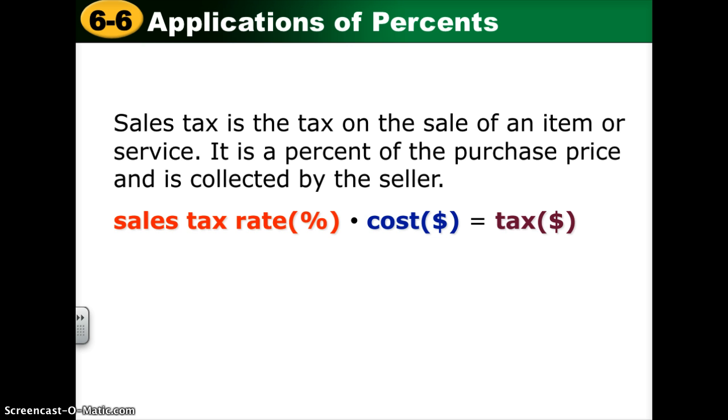Sales tax works the same way. Sales tax is the tax on the sale of an item or service. It is a percent of the purchase price and is collected by the seller. So the higher the cost of the item, the more you're going to pay in tax because it's a percentage of that price. The only thing that changed about this from the commission was that sales tax rate took the place of commission rate, cost took the place of sale, and tax took the place of commission. Same setup for the formula.